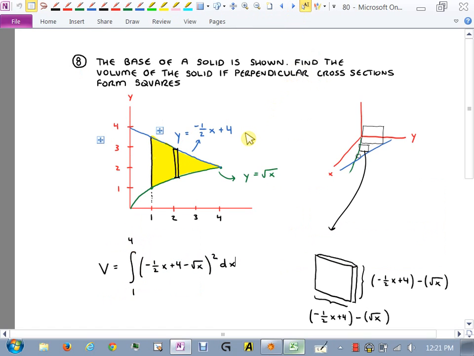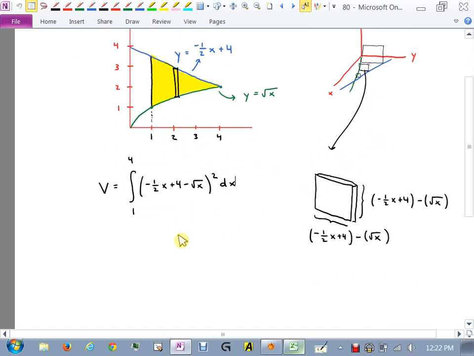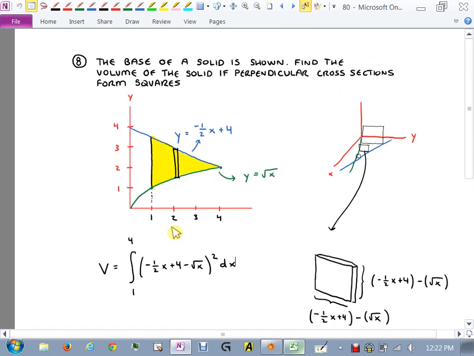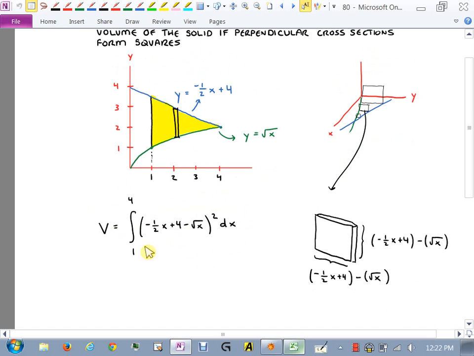All right, the base of a solid is shown below. So I gave them the picture of the base of the solid. Find the volume of the solid if perpendicular cross sections form squares. And we had not talked about cutting the other way. So there was only one way to cut. So these cross sections were always going to be perpendicular to the x-axis. So you come in here, draw your little squares, come up with your formula. Formula only, that's it. Right here, that was the answer.